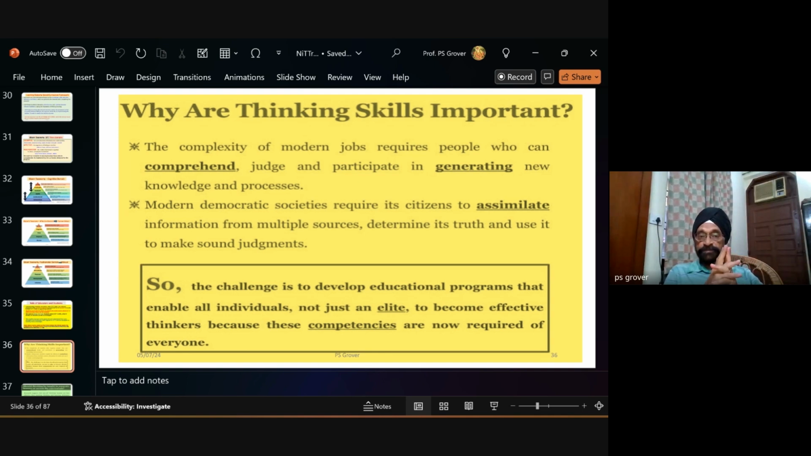Industry wants that an employee should have these skills. So the challenge is to develop an education program that enables all individuals, not just an elite, to become effective thinkers, because these competencies are now required of everyone for employment. So employability skills will be acquired by the students if we help them to learn about thinking skills.